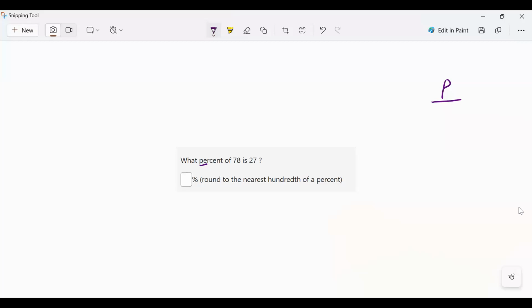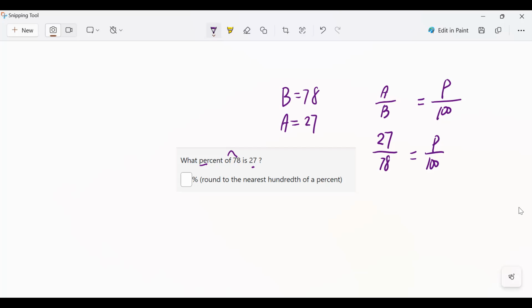Okay, so let's continue. Right here, next to "of" is always the base, right? So the base is 78. That means the other number will be the amount. The amount is 27, and the percent is unknown. So we're going to set up the proportion: amount over base equals percent over 100, P over 100. Here we know A and B, so plug in 27 and 78 equals P over 100. From there, we're going to solve for P.